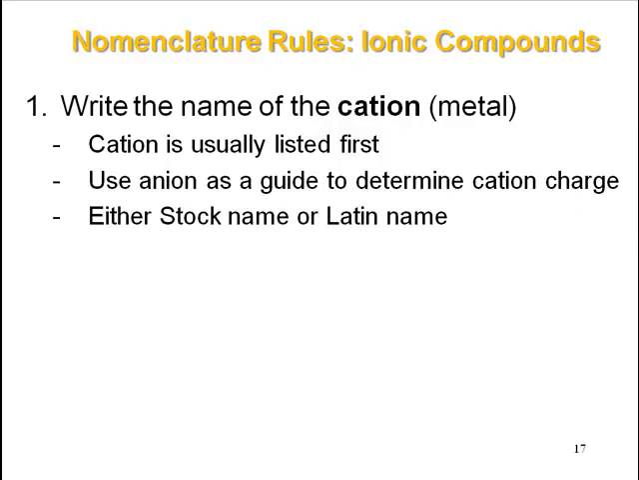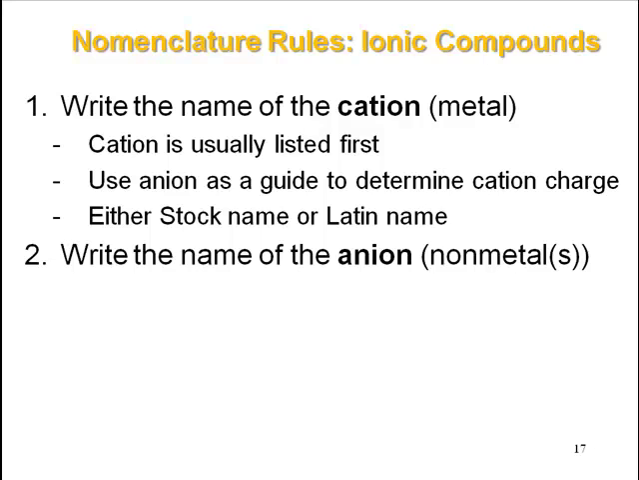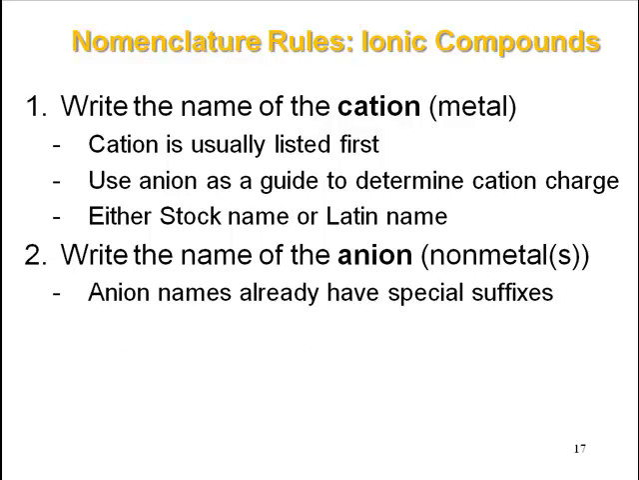So, you can use either the stock name or the Latin name. We will usually be using the stock name, but Latin names still are acceptable, just not used as much. You're going to write the name of the anion, the nonmetal. So first you write the cation, you figure out its charge, then you use the stock system to write its name, then you write the name of the anion. And anion names already have special suffixes. So you do not have to change the anions if you have them memorized.